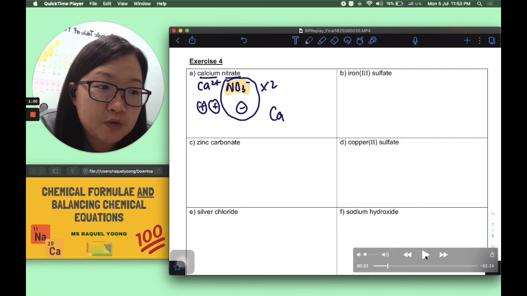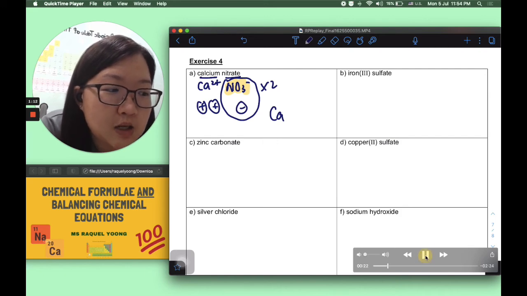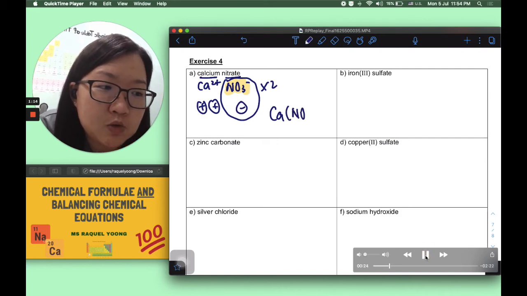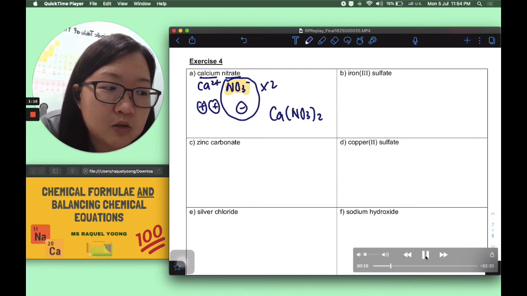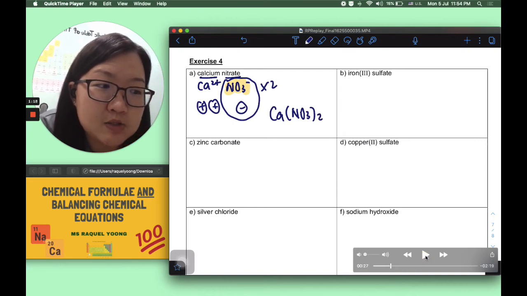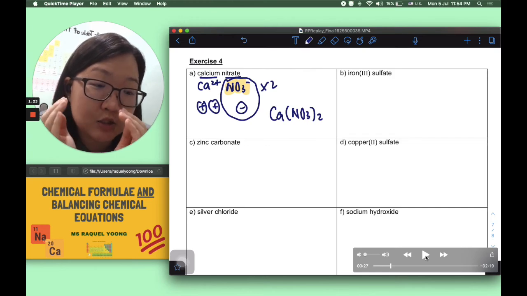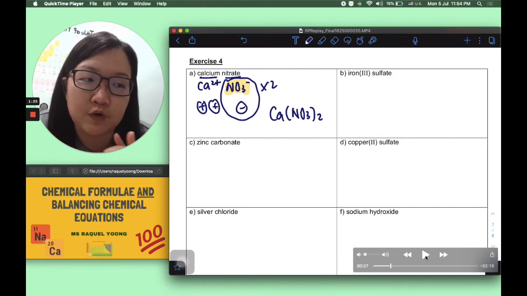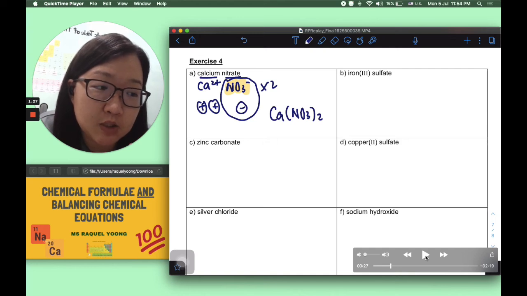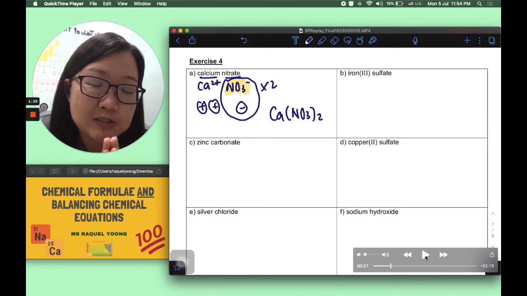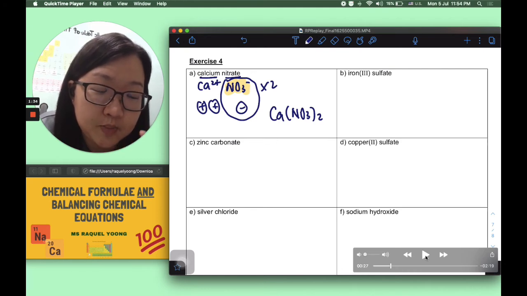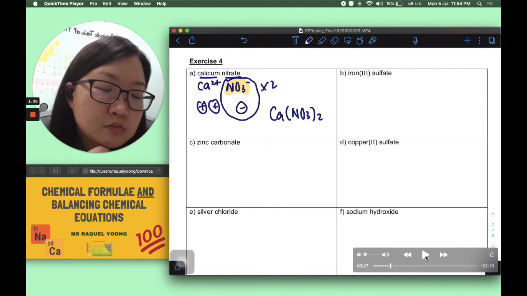So therefore, be very alert that you need to employ the use of brackets. Okay, so Ca, and then immediately open bracket NO3, close bracket 2. So that tells us that there's 2 times of my nitrate anion. And then for chemical formula, the coefficient is expressed as a subscript. So the bottom number.